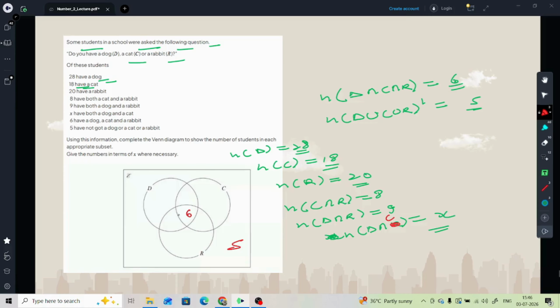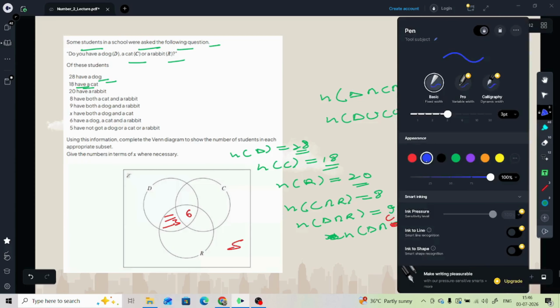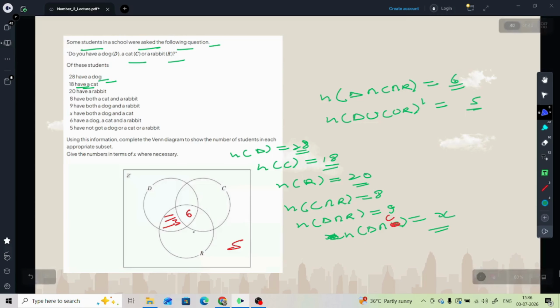So if this whole is 9, this particular region will be 9 minus 6, that is 3. So the combination gives us the 9. Now we have also got the data that C intersection R is 8. If this whole is 8, this particular part will be 2, that means 6 plus 2 is 8. And this we don't know, so this whole was x, so this will be x minus 6. I think you understood this.